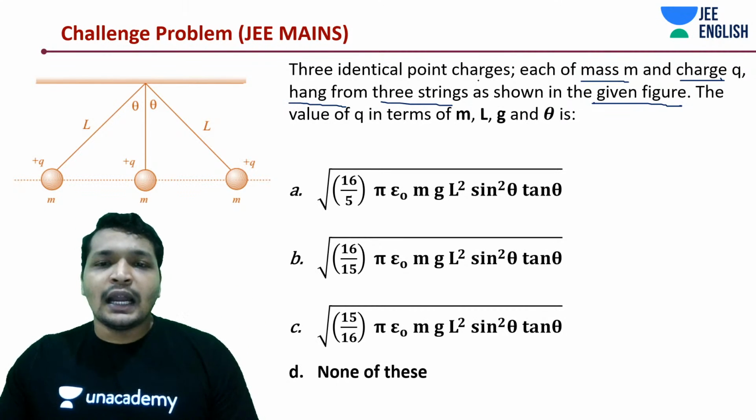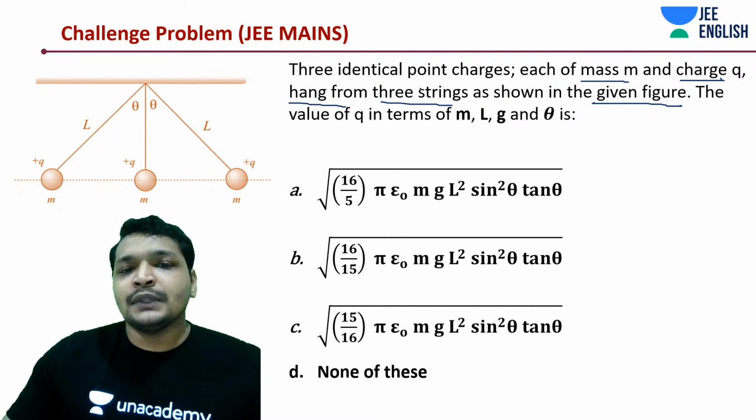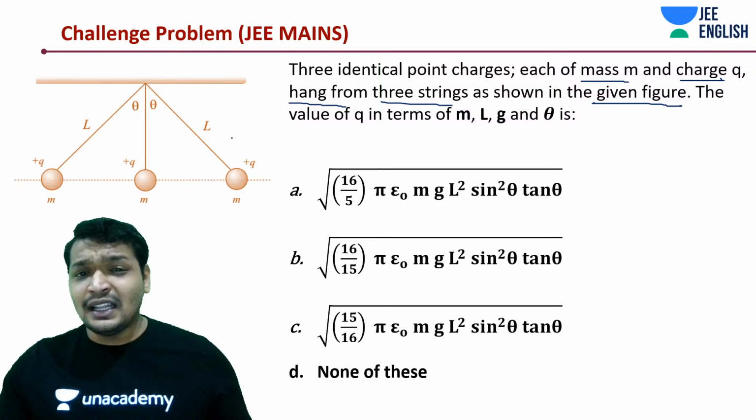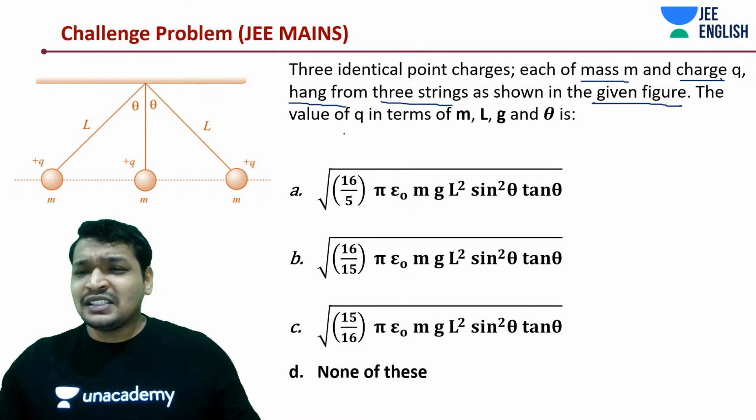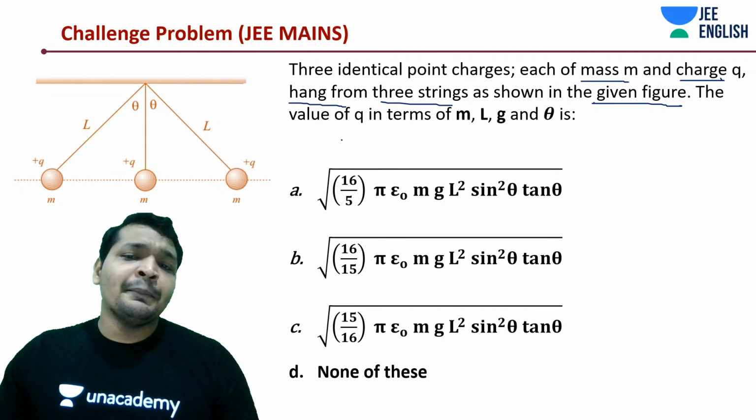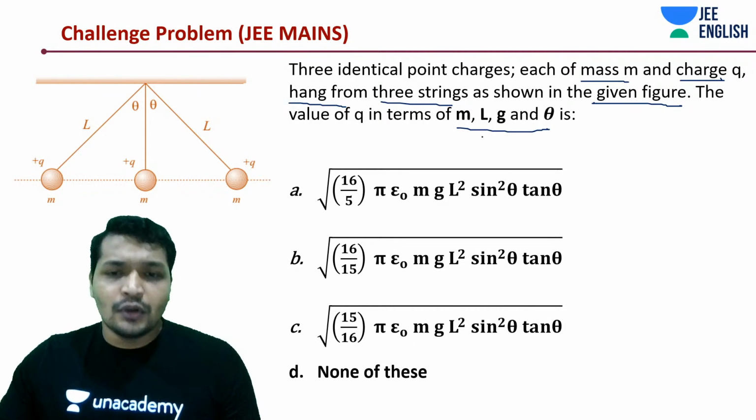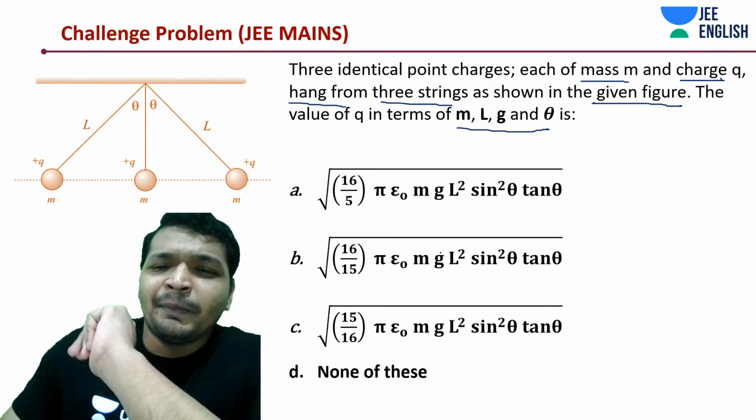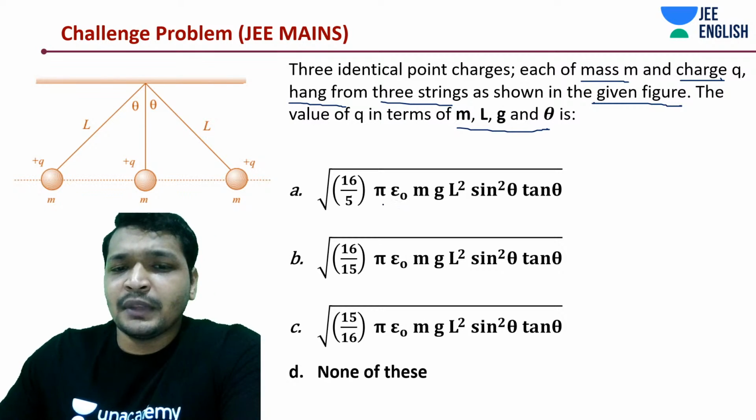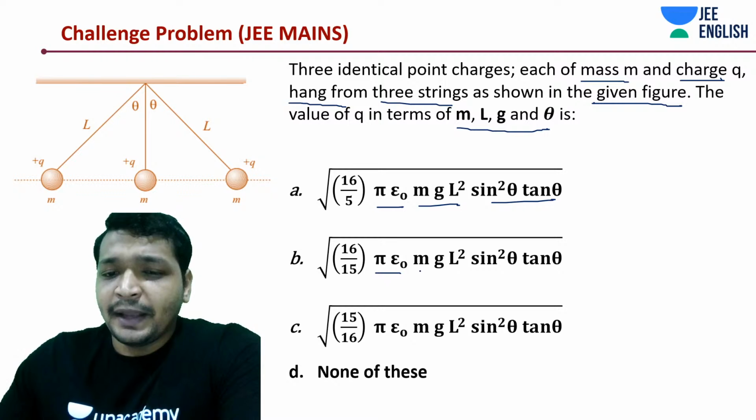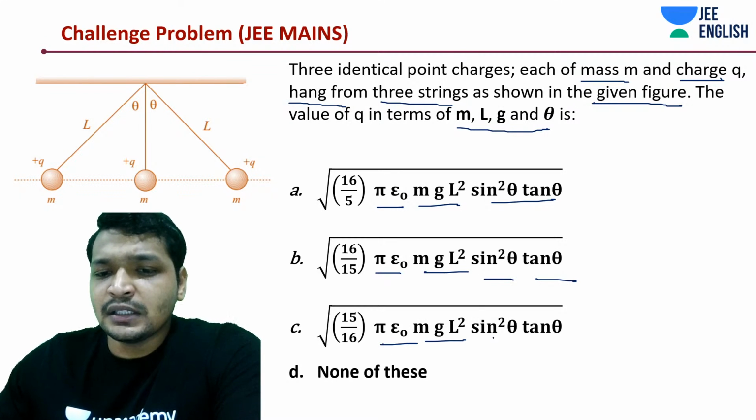It says 3 identical point charges, each of mass m and charge q, hang from 3 strings, and you can see these 3 strings are of length L. They are all in equilibrium, and we need the value of q in terms of m, L, g and theta. If you have noticed the options, they are very complicated, but there is something really common in everything: pi epsilon naught, mg L square, sin square theta, tan theta.